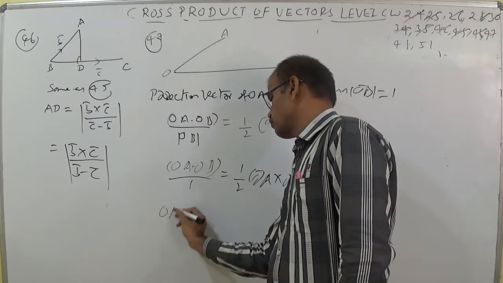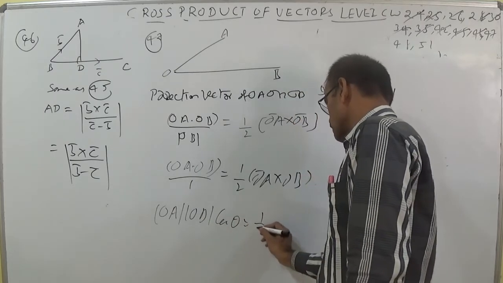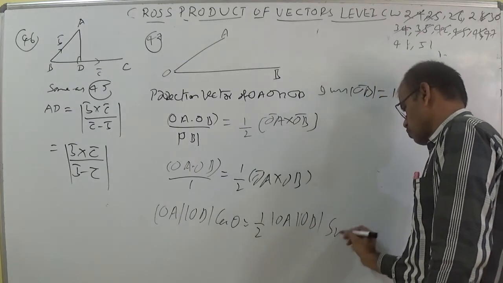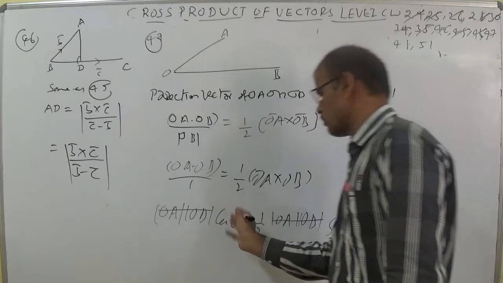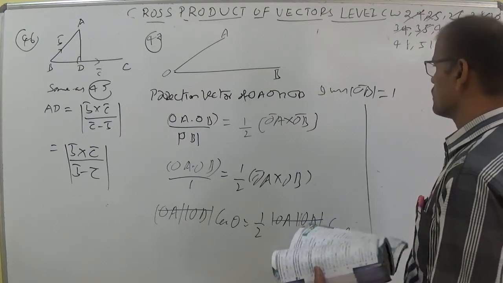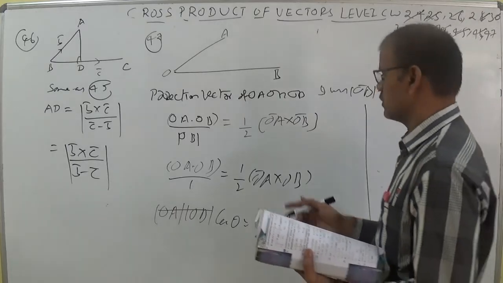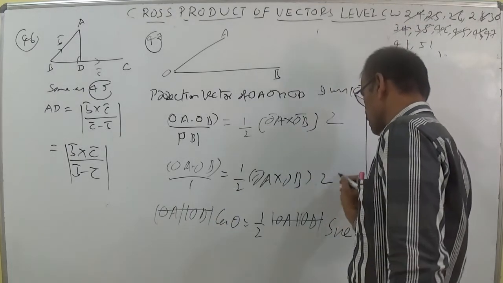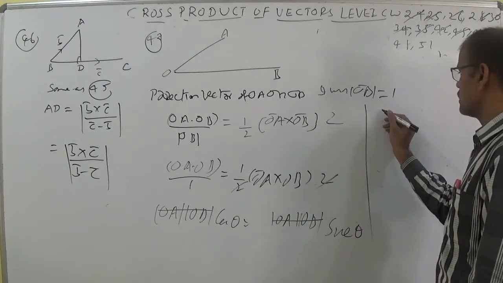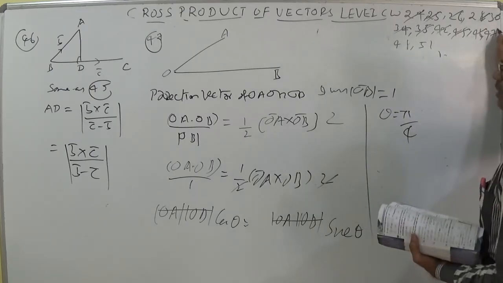So OA dot OB, we know, is mod OA into mod OB into cos theta. This one you can write as 1 by 2 into mod OA into mod OB into sin theta. Whether it is a unit vector or anything, no problem, it will get cancelled. Cos theta is equal to sin theta. He has given twice the area, so you can put 2 here. Where are sin theta and cos theta equal? Everyone knows the angle theta is equal to pi by 4.